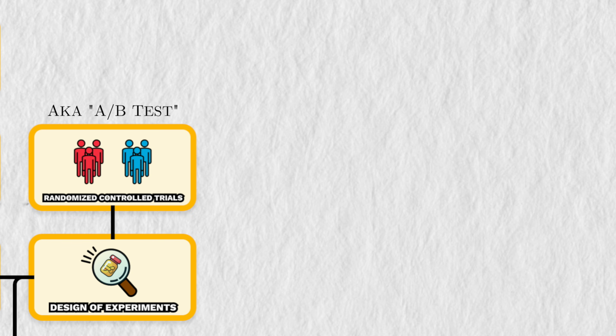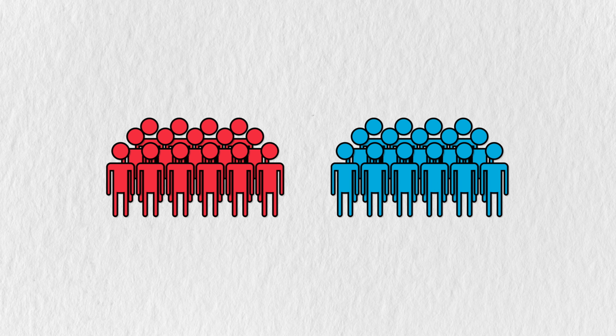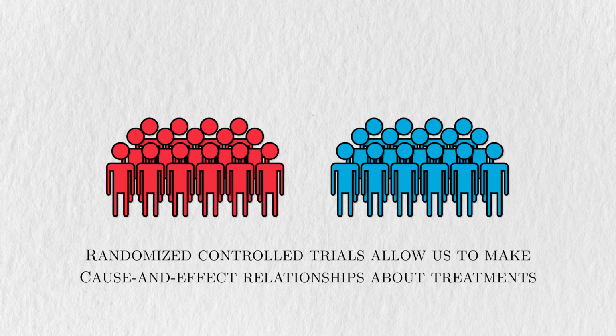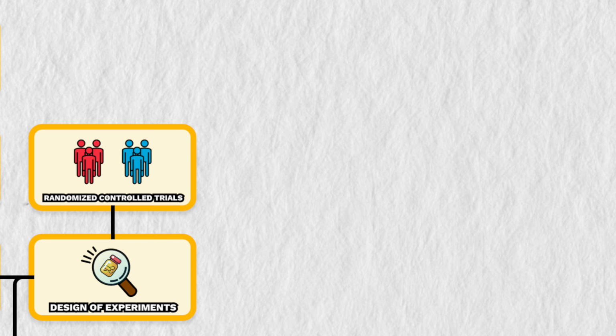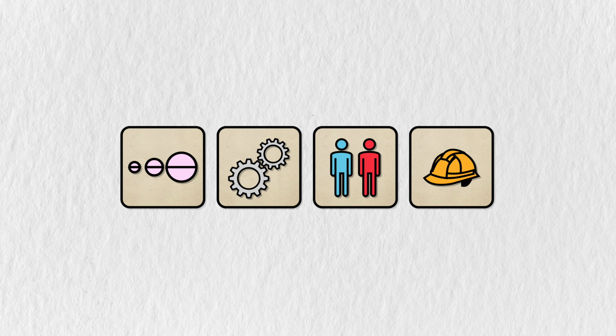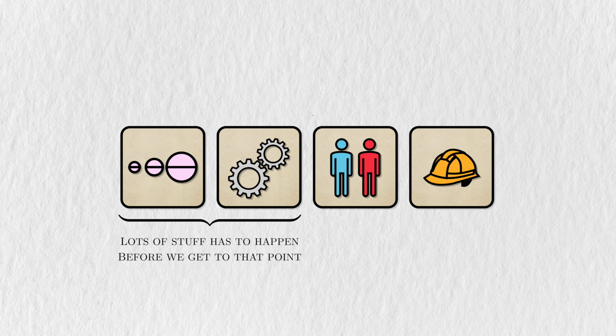The experiment that most people are familiar with is the randomized controlled trial. You might know it as the A/B test. Randomized controlled trials are important because they allow us to make cause and effect statements about the relationship between two variables. Statistical models and more data are not enough to make such a strong claim, and this is why design of experiments is so important. There are lots of other types of experimental designs out there. The randomized controlled trial is actually one of the last experiments that we perform in evaluating a potential new treatment. There are many others that have to happen first before we get to this crucial step.